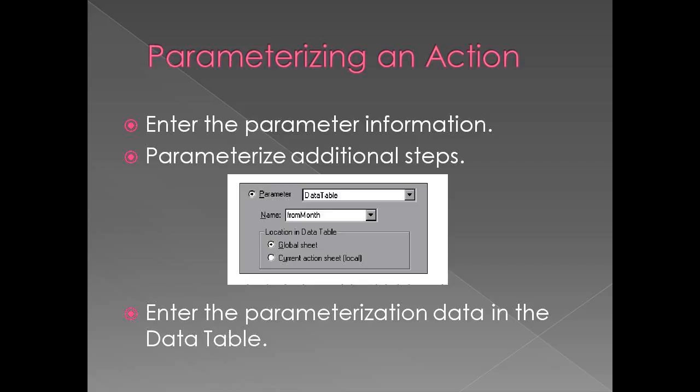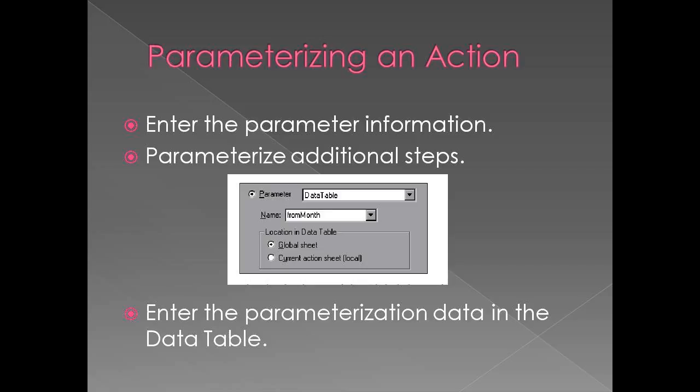A. In the From Month row in the keyword view, click the value cell and then click the parameterization icon. The Value Configuration Options dialog box opens. Select Parameter and confirm that the Data Table option is selected. Then, in the Name box, type From Month. Select Global Sheet in the Value Configuration Options dialog box and click OK to close the dialog box. The third column of the global sheet of the data table displays your changes.